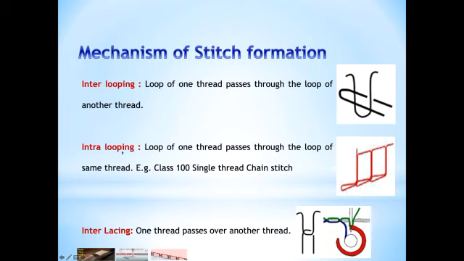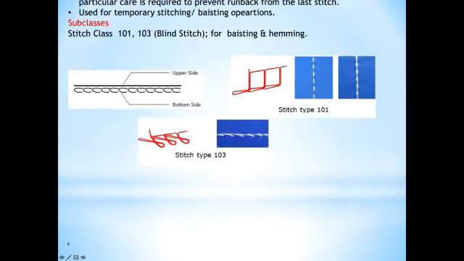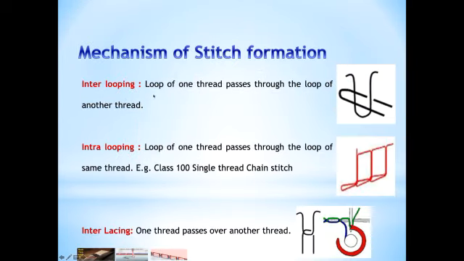There are three mechanisms by which the stitches are formed. The first one is known as interlooping. As the name suggests, inter means between two. So interlooping is that mechanism where the stitch will be formed by two sets of threads. Here we can see this is one thread and this is the second thread. Interlooping is the mechanism by which the loop of one thread passes through the loop of another thread.